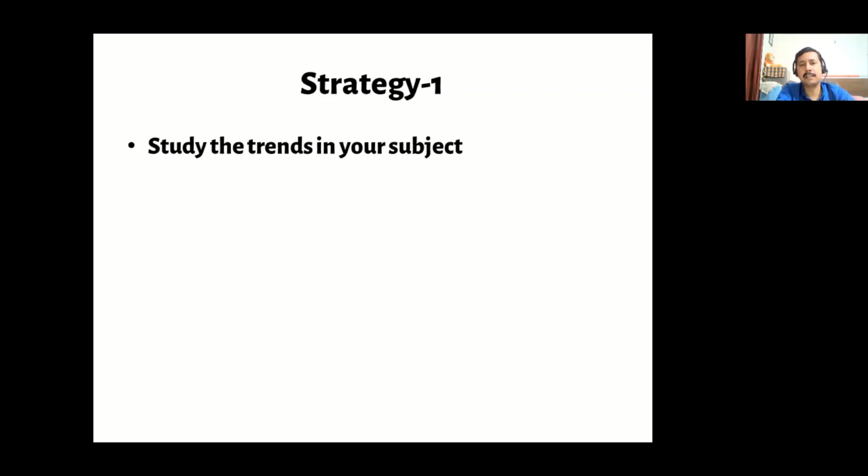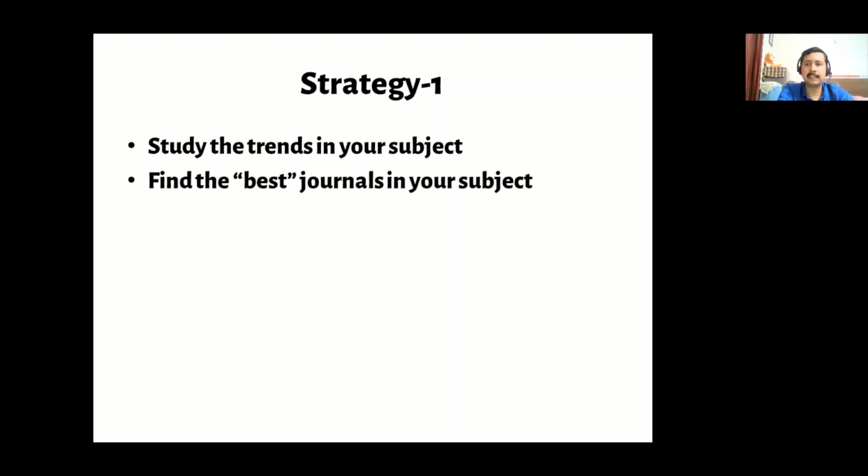If an author even today writes about those topics which were relevant about 5 decades ago and which no more are relevant today, then the journals may not consider such articles for publication. Therefore, it is important first to study the trends in your subject. After studying the trend, you will come up with certain ideas which are considered important in the contemporary situation.